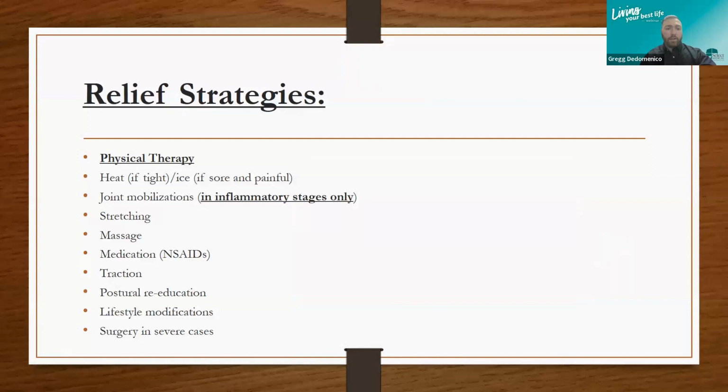Some relief strategies for this, you'll notice again, are very similar. I've included a few differences because joint mobilizations are useful only in the inflammatory stages. If you get to those progressive stages where those fractures and that degeneration really begin to occur, joint mobilizations not only become less tolerable, but they also become more unsafe. And so it's important to know what phase or stage of the process you're currently in.